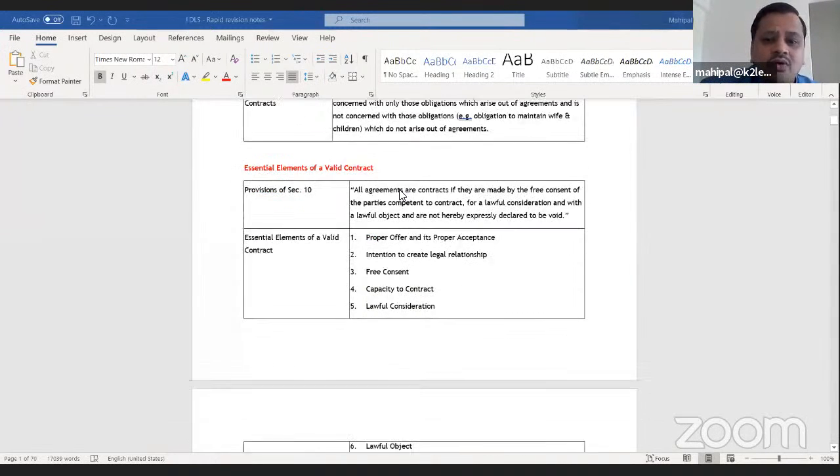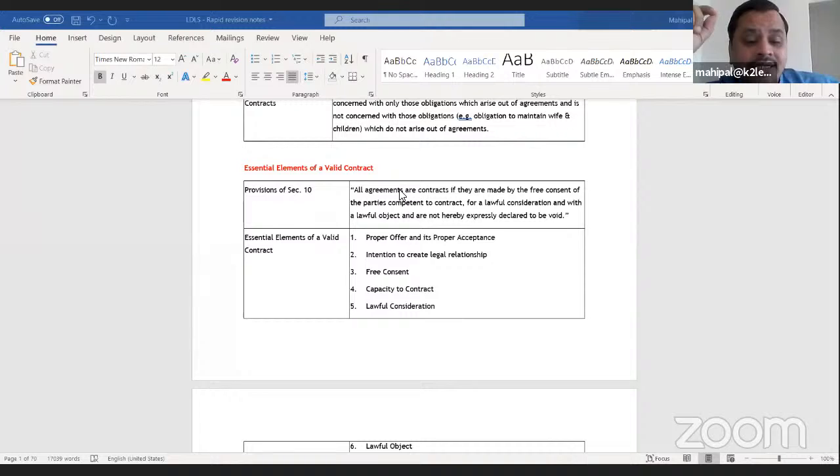Moving on. What are the various essential elements to form a valid contract? My dear friends, the first and foremost is that there must be two parties, offerer and offeree. The second important point is the intention to create a legal relationship. Kindly remember the case law here. The case law name is Balfour versus Balfour.